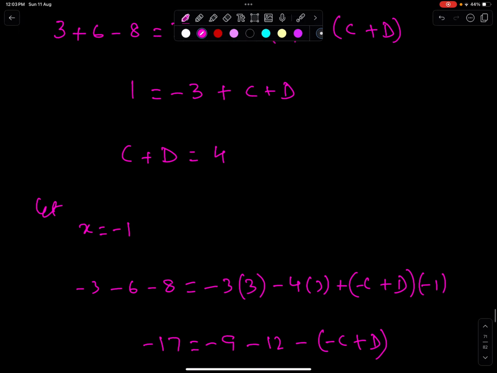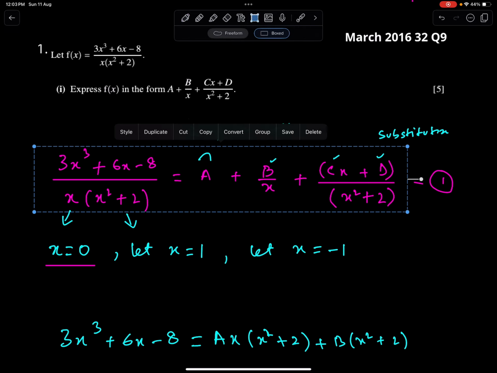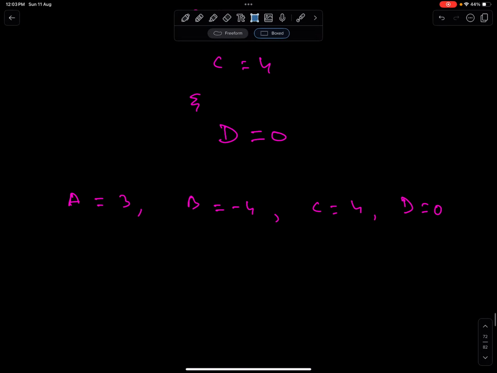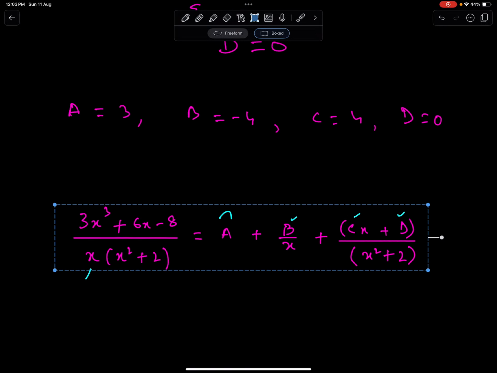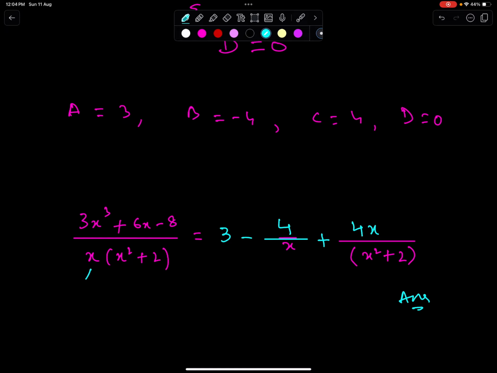Now substitute all these values into equation 1. This is equation 1. So A is 3, B is negative 4, and C is 4, and D is 0. So this is the required partial fraction of this fraction.